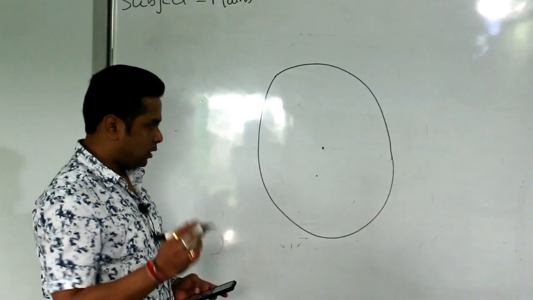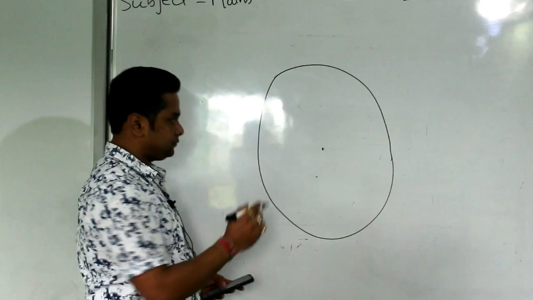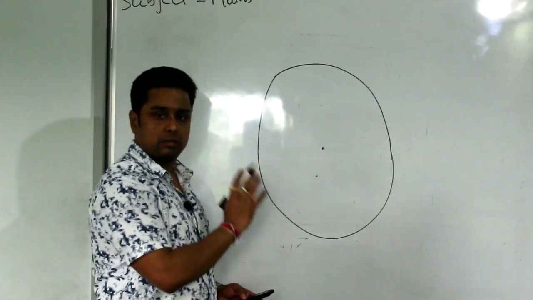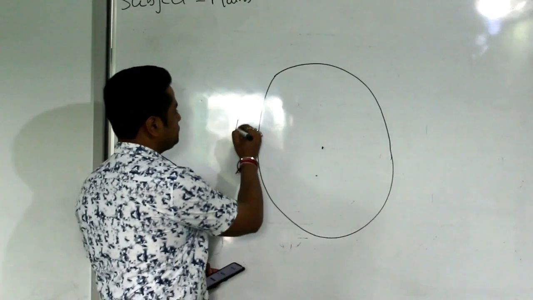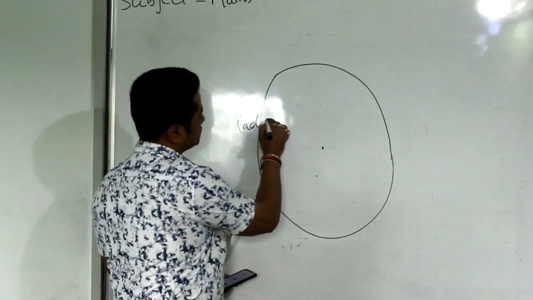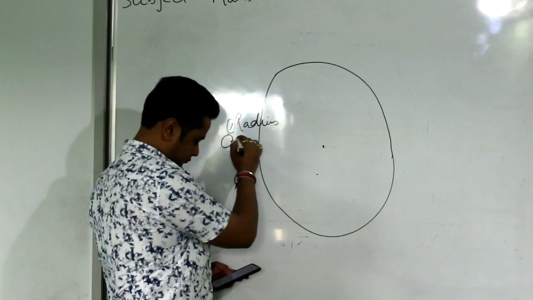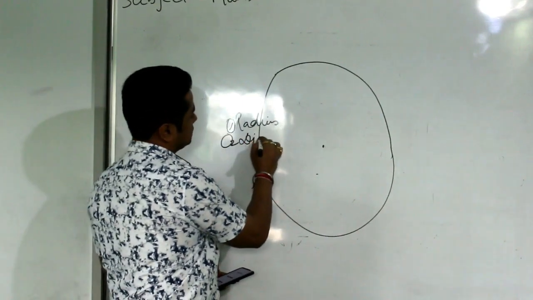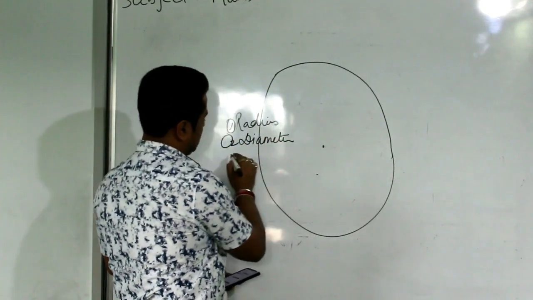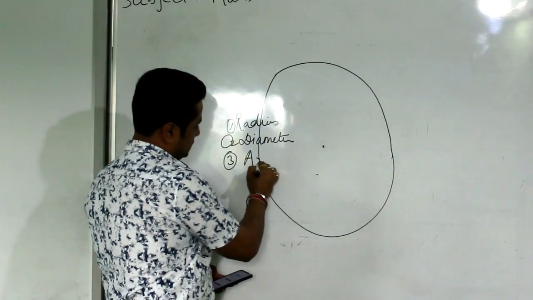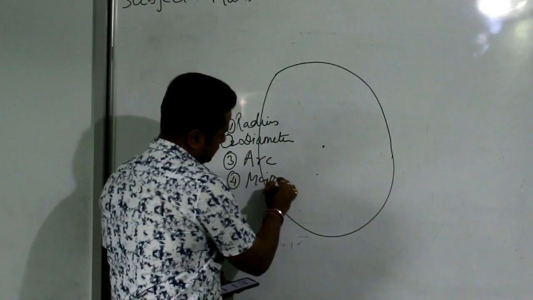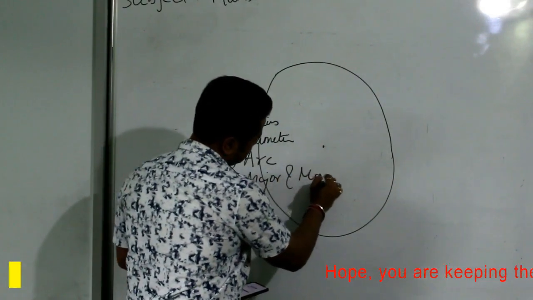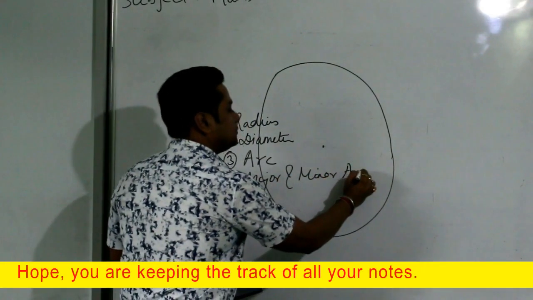Okay. What topics did we discuss in the last class? We discussed the terms related to circle. First was radius. Then we discussed diameter. We discussed arc. We discussed major and minor arc.